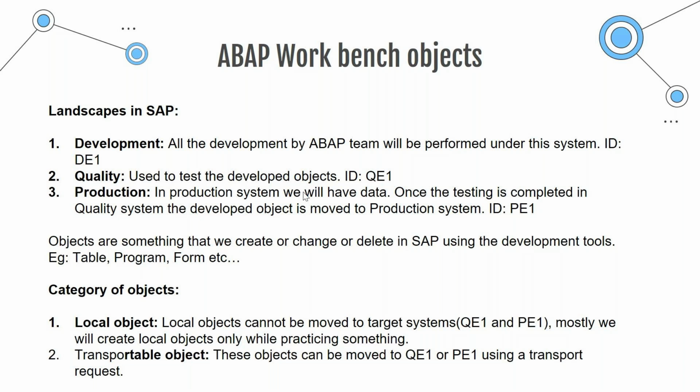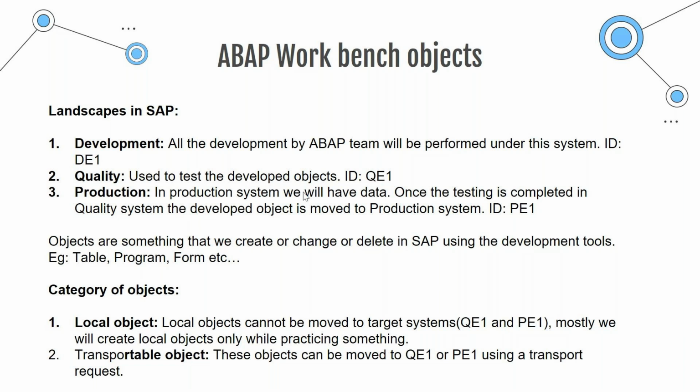Then, what are all the categories of workbench objects? We have two categories: local object and transportable object. Local means, as the name says itself, it is created in the development system but cannot be transported to quality and production systems. The normal real-time scenario is you create everything in development. At the end, it has to move to production. It has to go through quality, then to production. Every single object in a real-time project has to go.